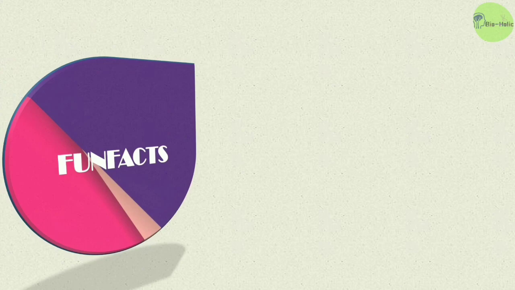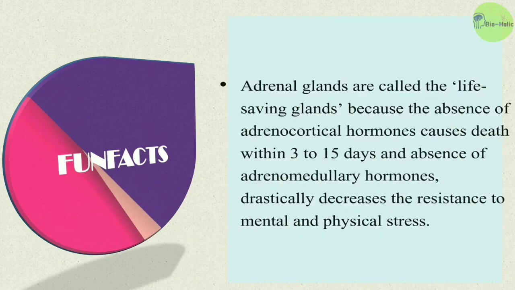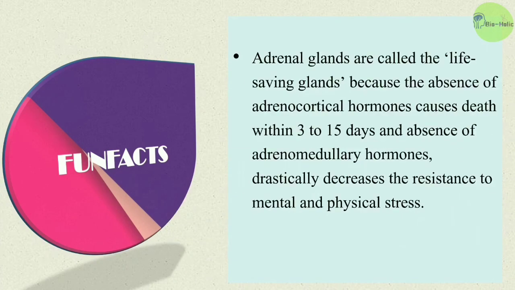So lastly, today's fun facts for you. Adrenal glands are called the life-saving glands because the absence of adrenocortical hormones causes death within 3 to 15 days, and absence of adrenomedullary hormones drastically decreases the resistance to mental and physical stress.